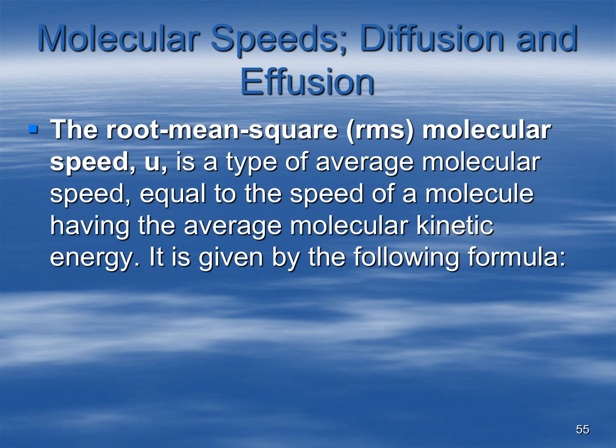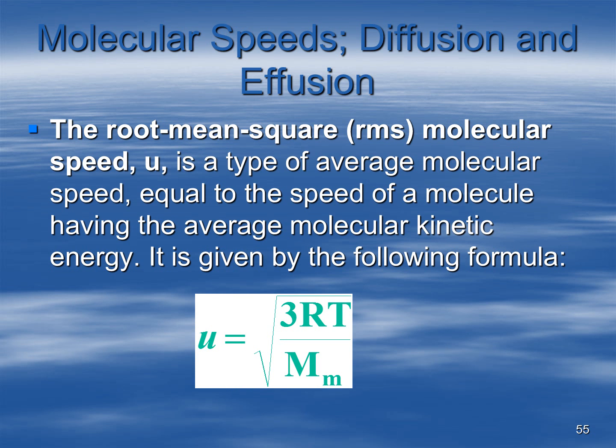Okay, so we have something called the root mean square. It's basically a type of average molecular speed. Root mean square is equal to the speed of the molecule having the average molecular kinetic energy. So what is the average of all the molecules? Well, the mathematical equation for root mean square is given here. It's the square root of 3RT divided by the molecular mass.